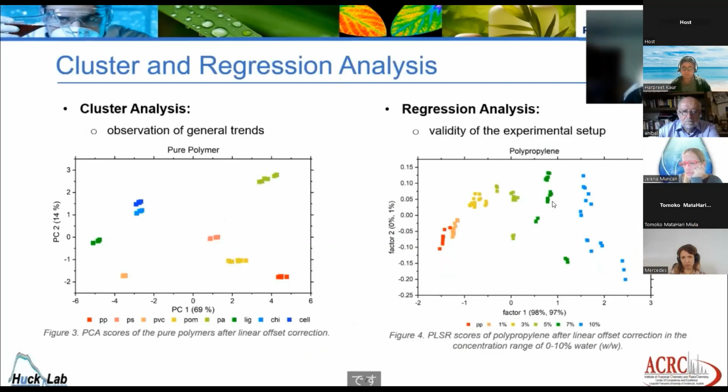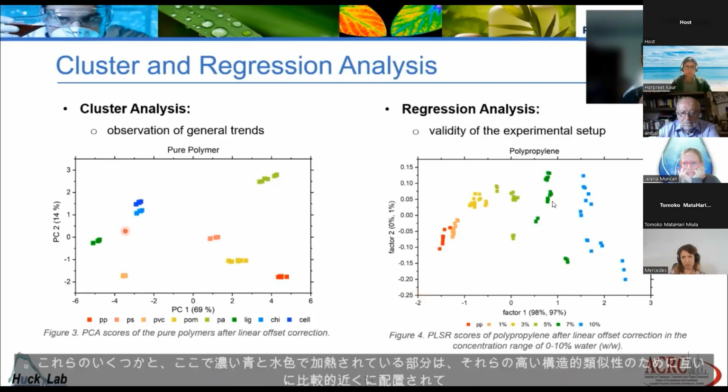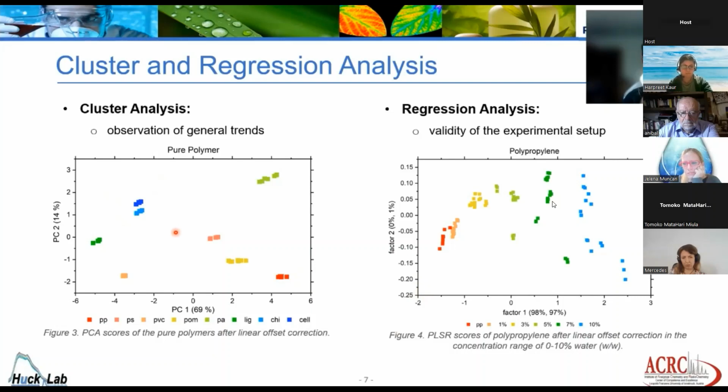Cluster analysis was performed in order to get a first observation of general trends in between the polymers. As you can see here, the PCA score of the pure polymers reveal perfectly separate groups for the investigated polymers and therefore show that there are significant differences between each individual polymer. Cellulose and chitin here in dark and light blue are aligned relatively close to each other because of their high structural similarity, but still the polymers are easily differentiable.